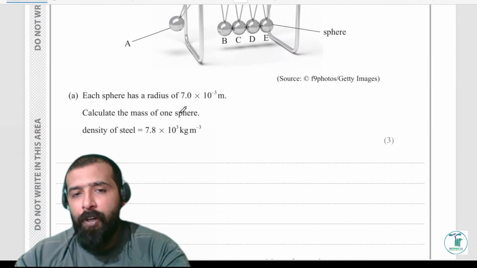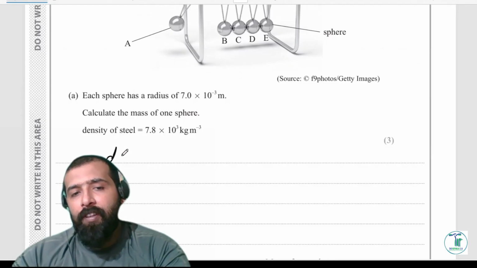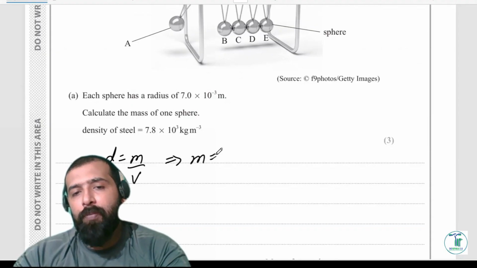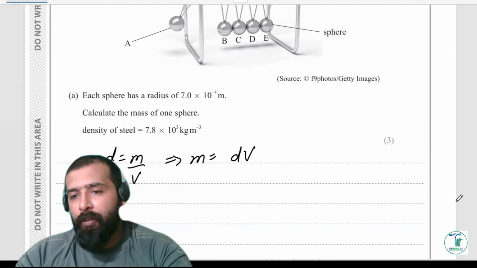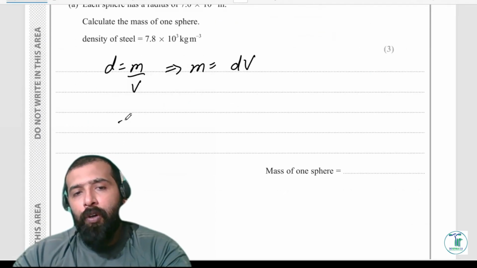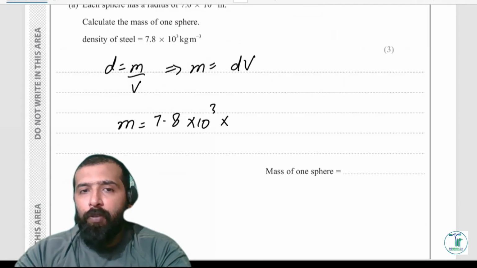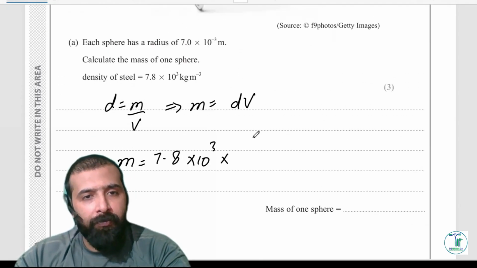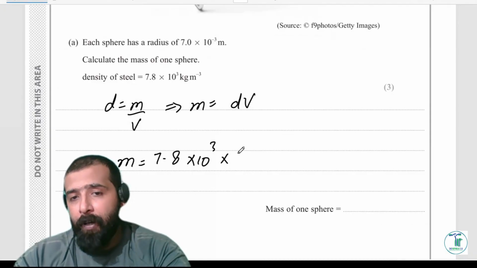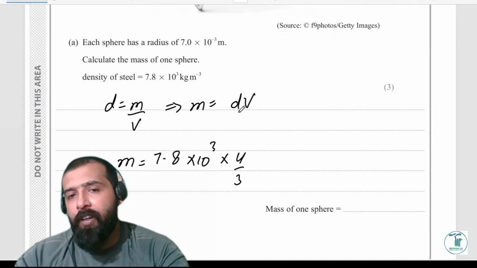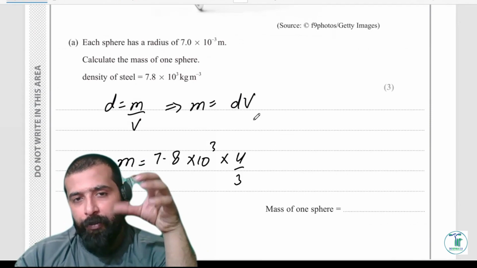Calculate the mass of one sphere. Density of the steel is given as well. Since the density is mass upon volume, the mass has to be the density times the volume, right? So you've got the density, and that is 7.8 times 10 raised to the power of 3. And the volume of the sphere has to be 4 by 3 pi r cube, because you've got the radius and you need to calculate the volume of that sphere.